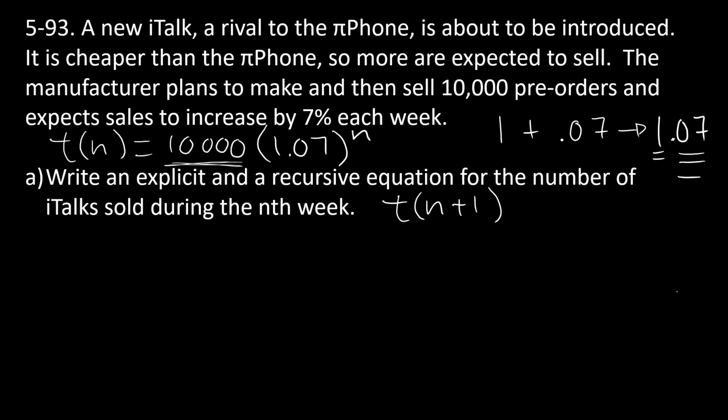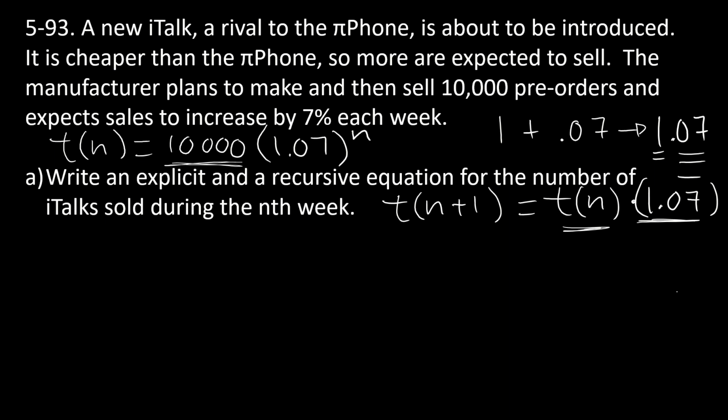If I want to know the next one in the sequence, the next one will equal the one that I'm at, the T of n week, and then times 1.07. So you can see what's happening here is that I'm taking the value that I'm at, T of n, and I'm multiplying it by the multiplier, right? My multiplier here is 1.07 because I have a 7% increase.